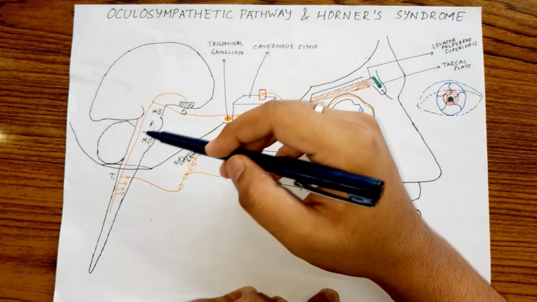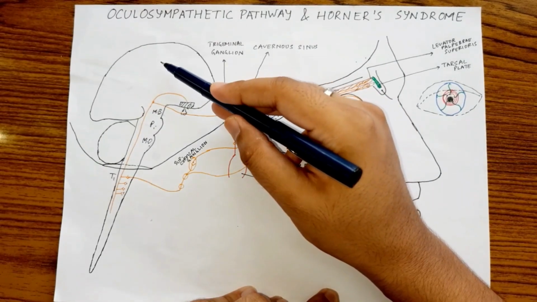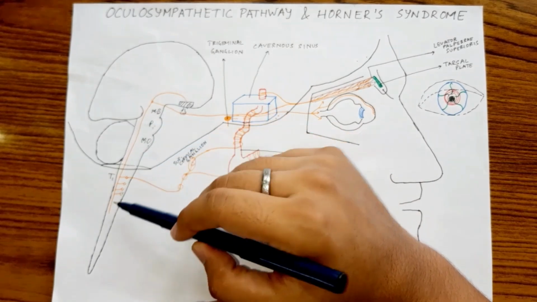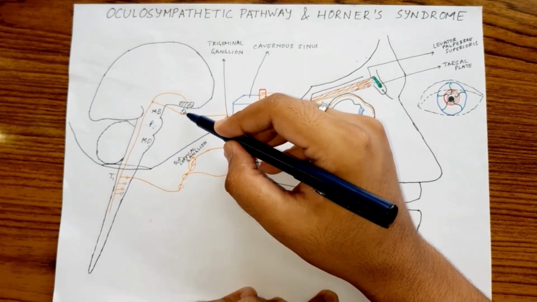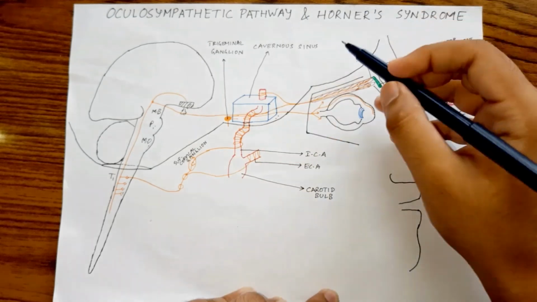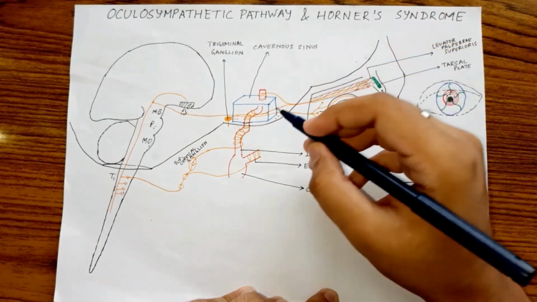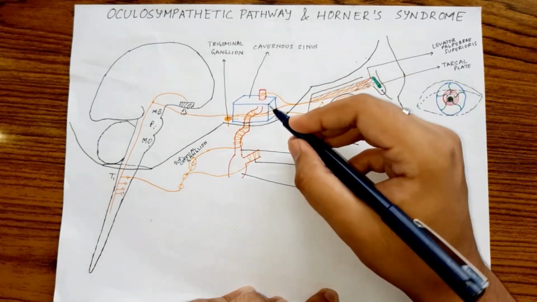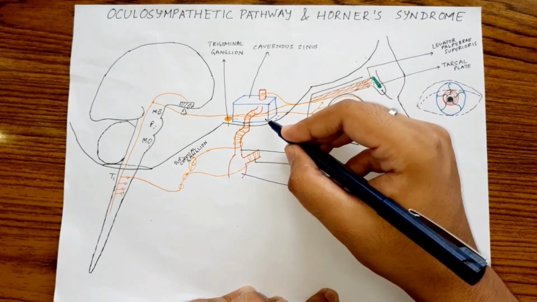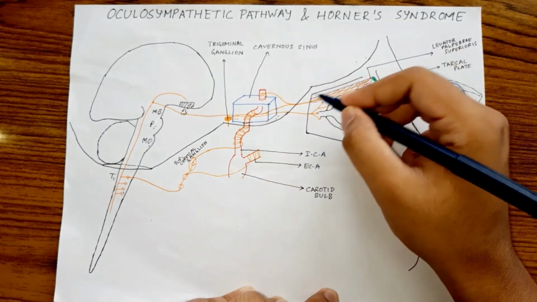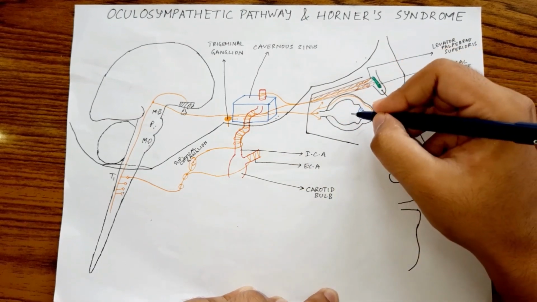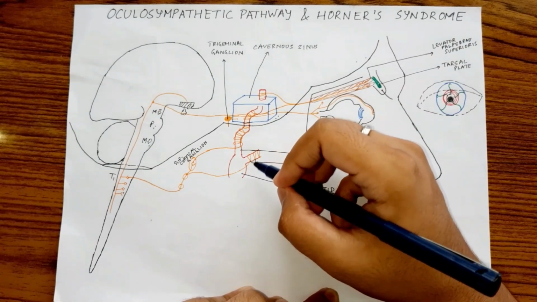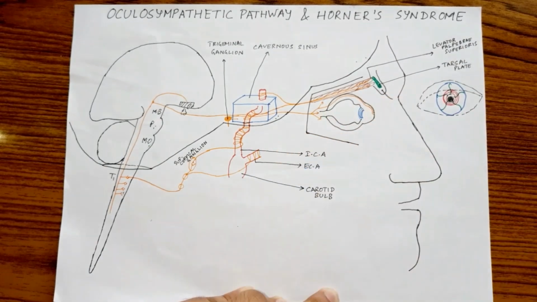So this right here is the central nervous system consisting of cerebrum, cerebellum, midbrain, pons, medulla oblongata, spinal cord, hypothalamus and pituitary gland. This is the anterior cranial fossa, this is the middle cranial fossa, this is the posterior cranial fossa of the skull. This is the cavernous sinus situated in the middle cranial fossa. This is the orbit containing the eyeball and the levator palpebrae superioris muscle. And this is the carotid arterial system.